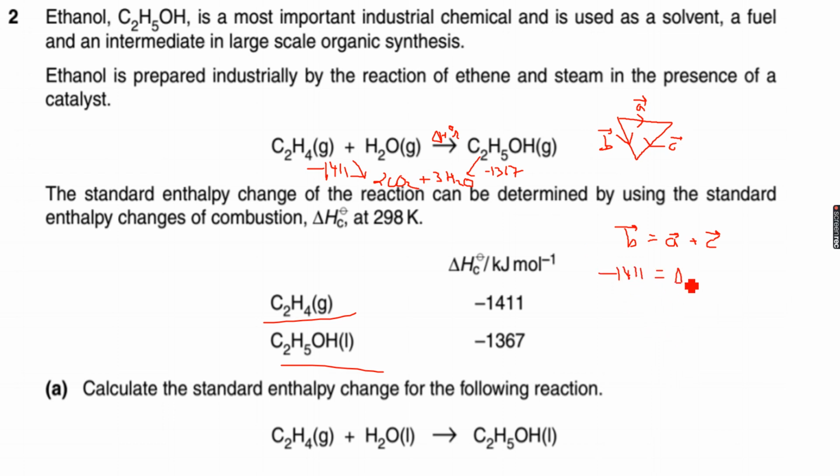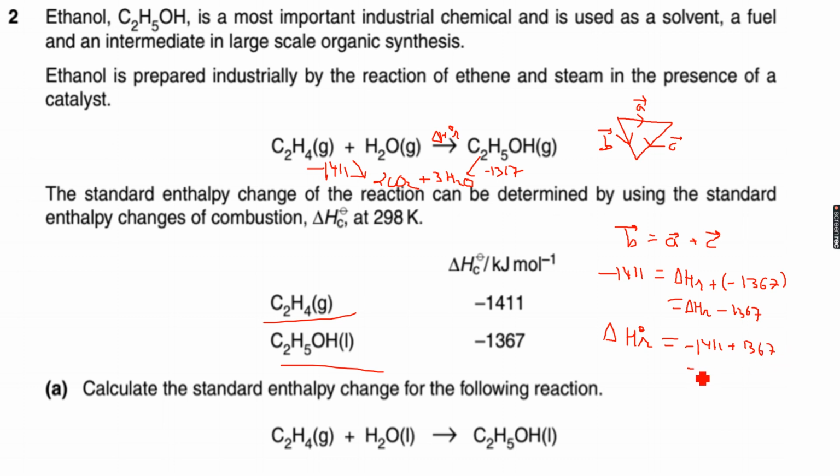equal to delta HR plus minus 1367. Now this will be equal to delta HR minus 1367. If you see, we have to change the subject to delta HR. So delta H, actually I forgot to write the naught, so delta H naught R is equal to minus 1411 plus 1367, because this goes on the left.